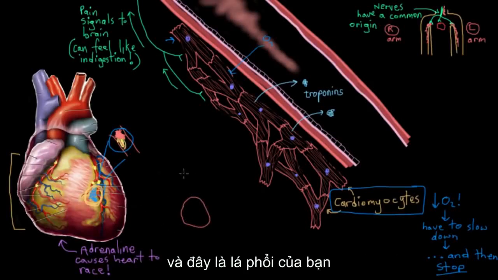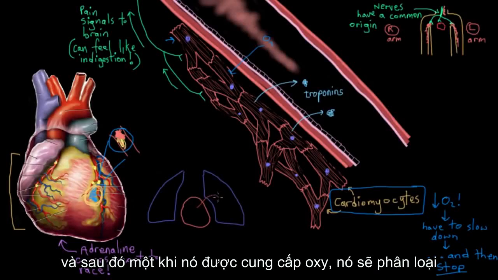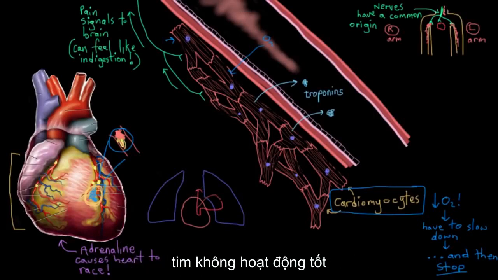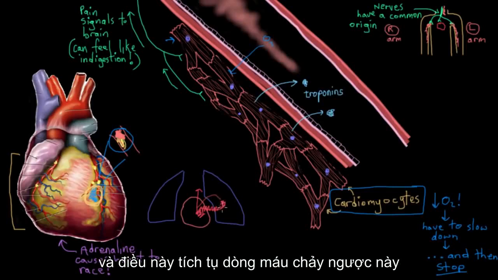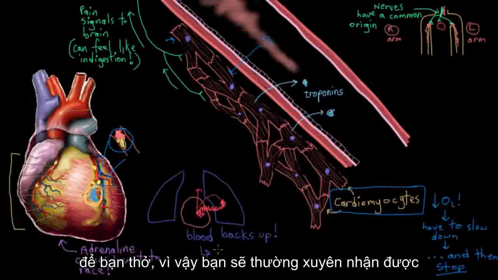So here's your heart and here are your lungs. Now remember, blood goes out from your heart to your lungs to get oxygenated. And then once it gets oxygenated, it sort of comes back to your heart, right? And then it gets pumped out of your heart to the rest of your body. Well, when your heart isn't pumping very well, blood will sort of build up in your heart and then back up into the lungs. And this buildup, this backflow of blood can end up making it really difficult for you to breathe.